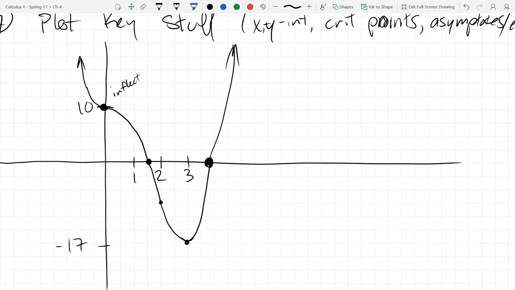To get full credit, do we have to show that big table? No. So this graph is basically complete.